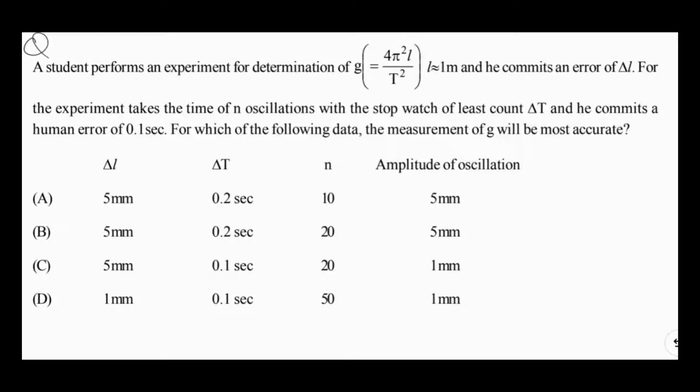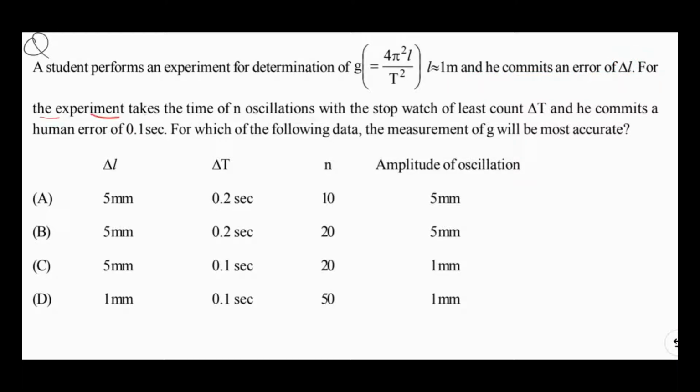In this question, it is given to us that a student performs an experiment for determination of g. g is given by 4 pi square L by t square, and here it is also given this length is nearly 1 meter, and it commits an error of delta L, of course, in length.